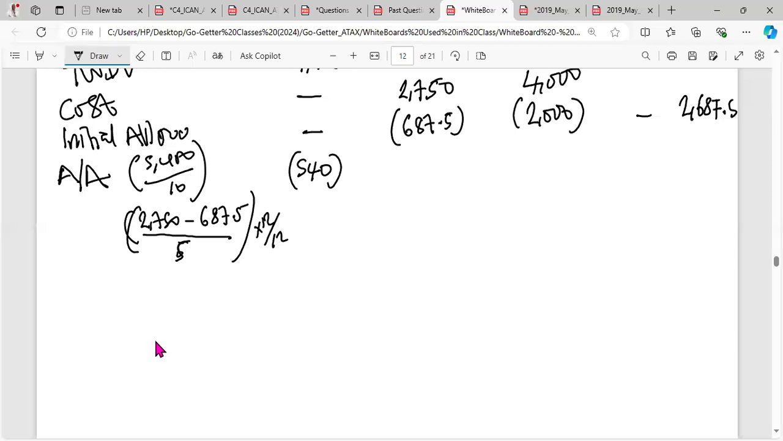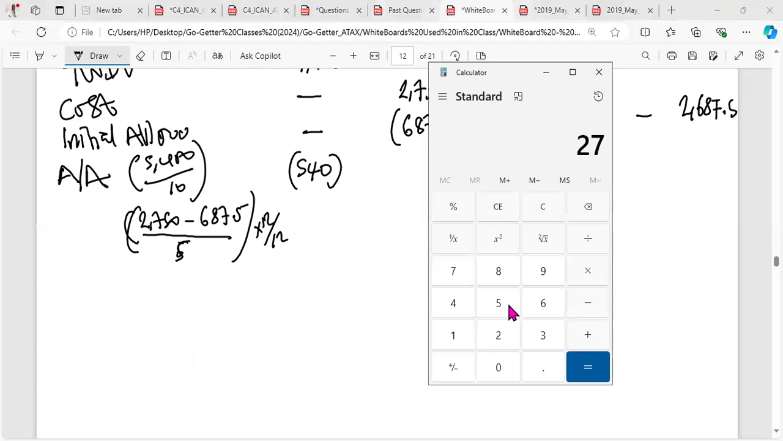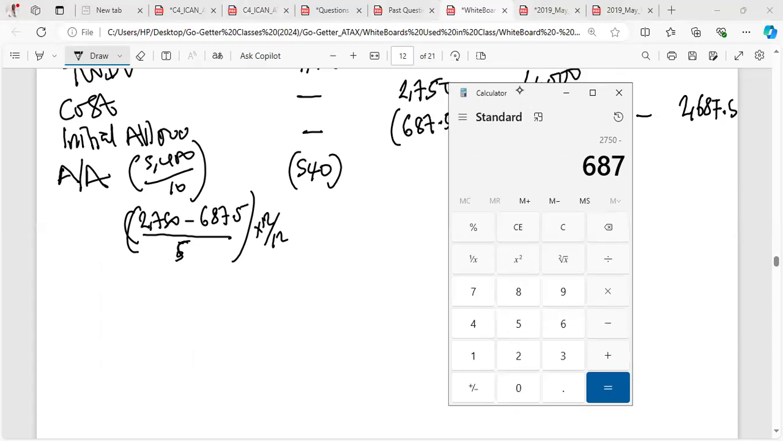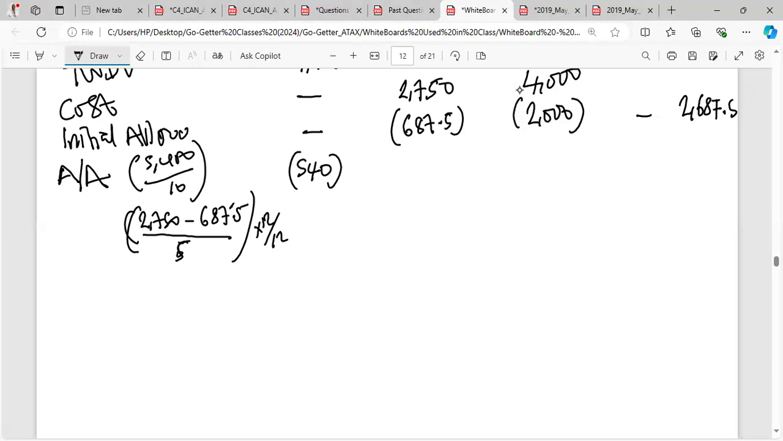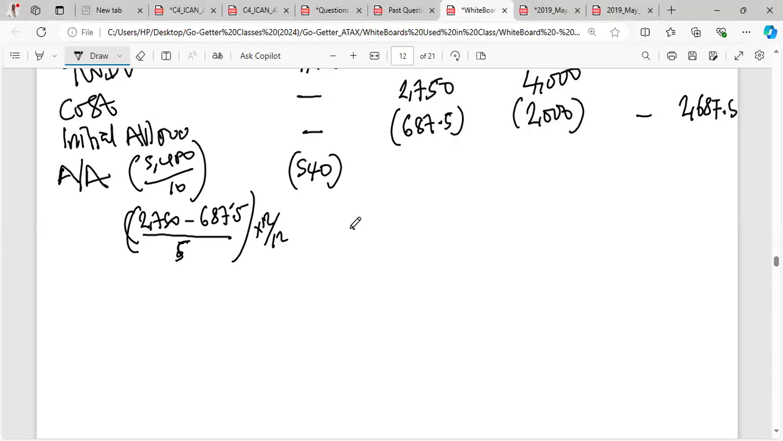So you come and calculate it this way. 2750 minus 687.5, divided by 5, gives 412.5. So that's what we'll be taking every year, 412.5.